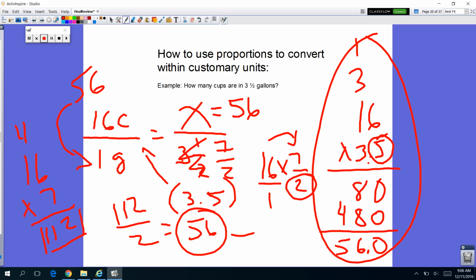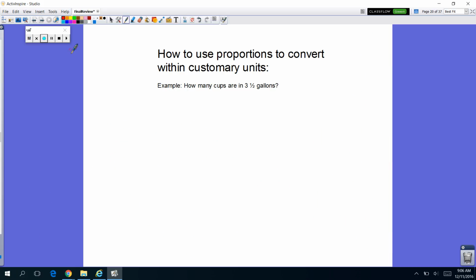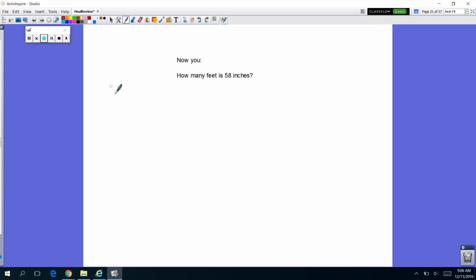Okay, so now you go ahead and work on the second problem. Okay, pause the video and work it out. And just a quick hint, 12 inches equals 1 foot. All right.